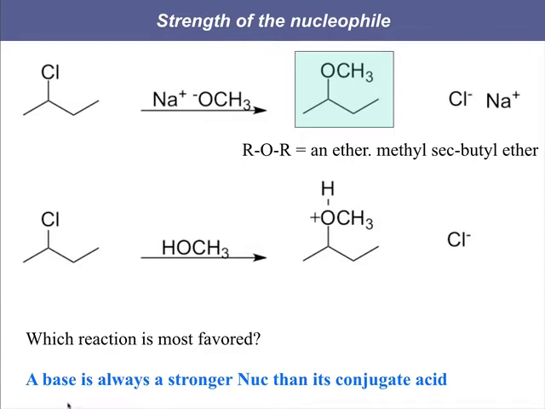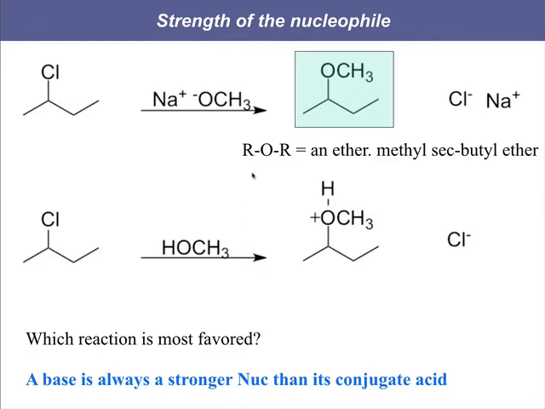The rule is that a base is always a stronger nucleophile than its conjugate acid. So HOCH3 is the conjugate acid of OCH3-. Remember, the conjugate acid is what you get basically by adding a hydrogen to something. So the rule that a base is always a stronger nucleophile than the conjugate acid means that this guy is going to be a better nucleophile than this guy.